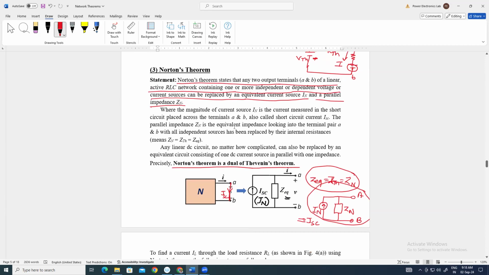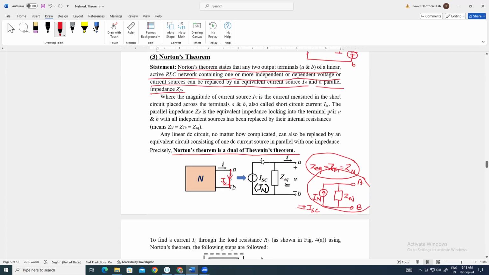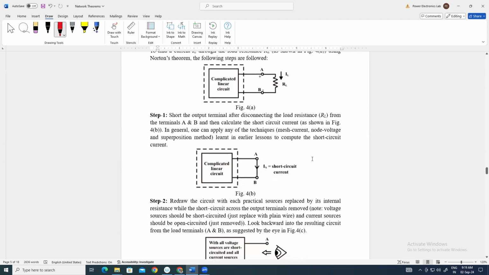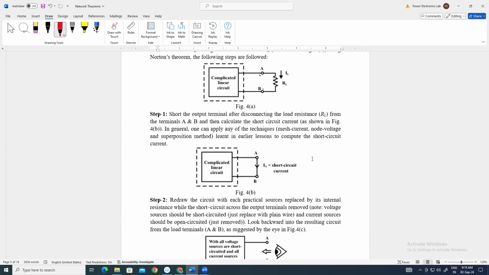And the procedure is the same to evaluate Zn. Zn is the equivalent impedance looking into the terminal pair AB with all independent sources replaced by their internal resistances. So you know the procedure that for ideal independent sources, current source will be open circuited, voltage source will be short circuited.